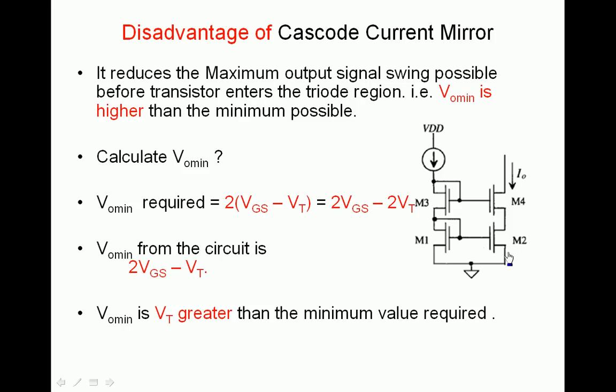So M2 transistor requires a minimum voltage of VGS minus VT, and M4 requires one more VGS minus VT. So total output voltage is nothing but the sum of the minimum voltage required for M4 plus the minimum voltage required for M2. V0 is equal to 2 times of VGS minus VT. This is 1 VGS minus VT for M4, 1 VGS minus VT for M2. So 2 times of VGS minus VT, that you are writing as 2 times of VGS minus 2 times of VT.